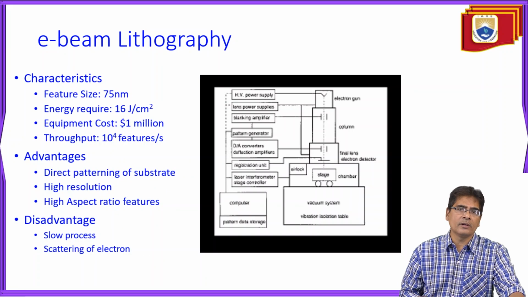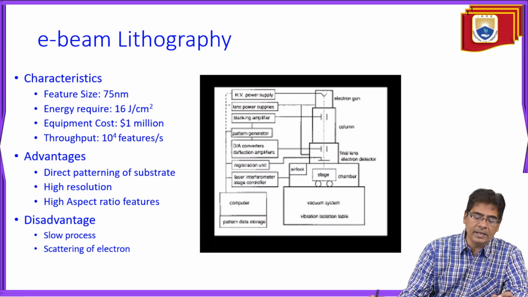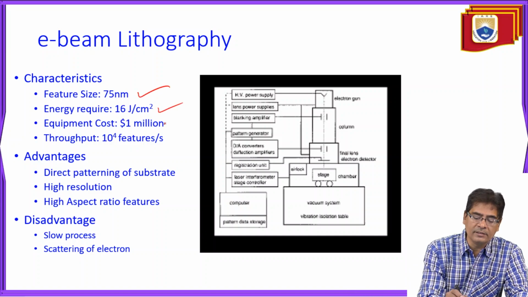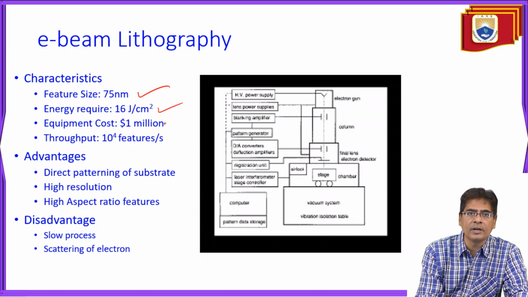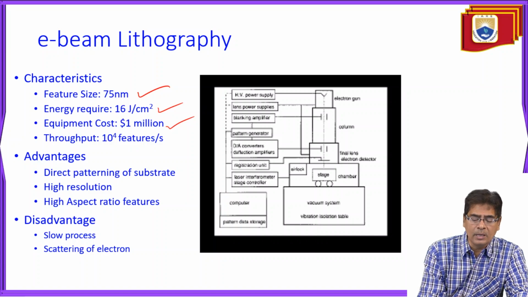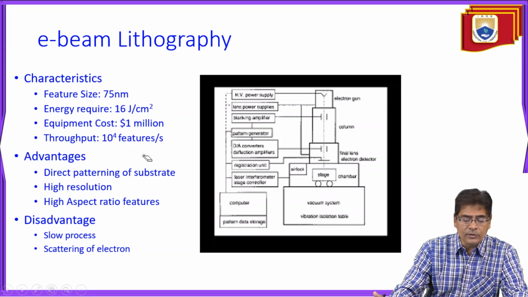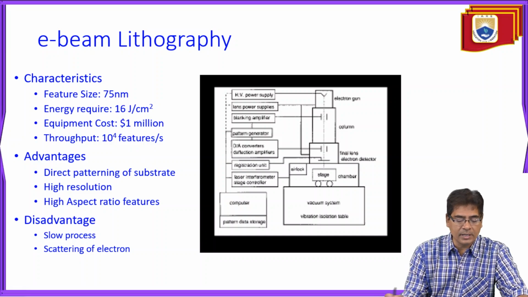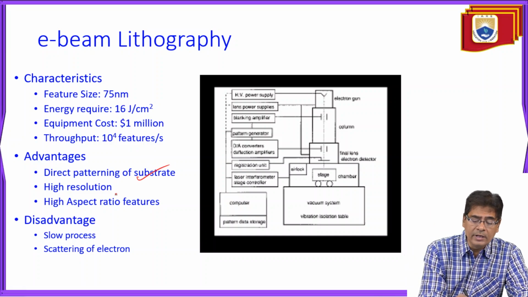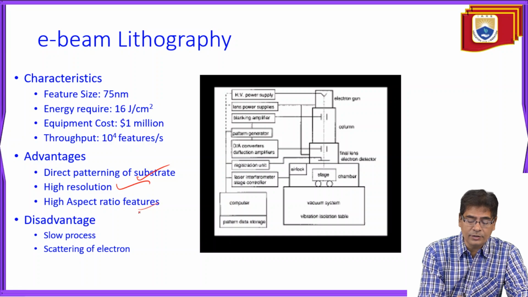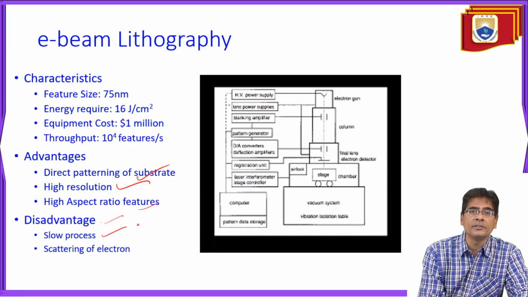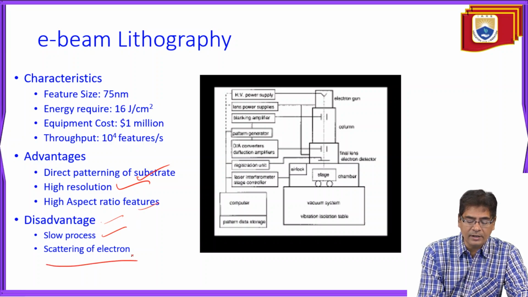When we speak about E-beam lithography, the characteristic properties are: feature size around 75 nanometers, energy requirement 60 joules per centimeter square, equipment cost around $1 million, and throughput of 10 to the power 4 features per second. The equipment cost of $1 million is very costly. The advantages are direct patterning on the substrate, and high resolution and high aspect ratio features. The disadvantage of E-beam lithography is that it is a slow process, and scattering of electrons takes place.